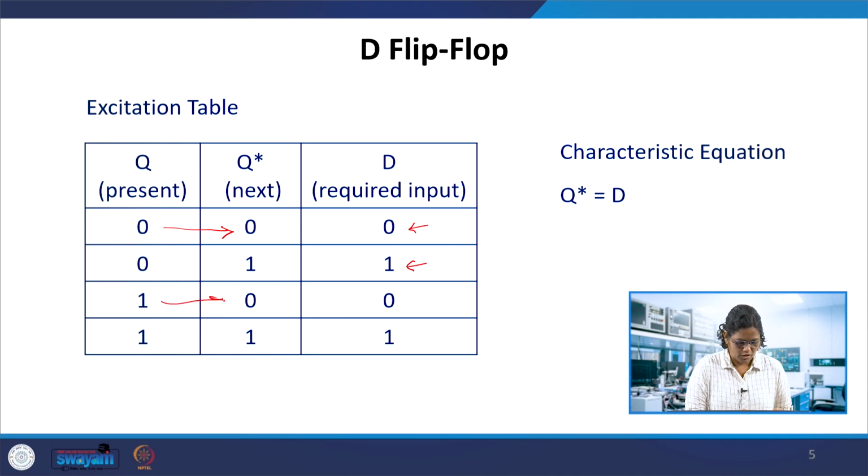Similarly, if there is a change from 1 to 0, so the next state is 0. So there is a change, but what was the input? It should be 0. Okay, and if it is staying there, D equal to 1, then the next state is 1. Whatever the next state will be depends on D, this clearly signifies that. So the D input that was given is transferred to Q star irrespective of Q.